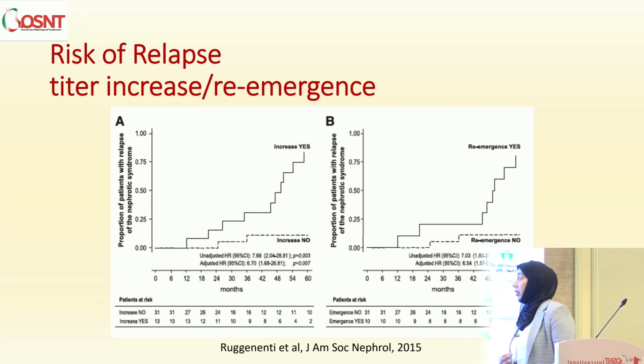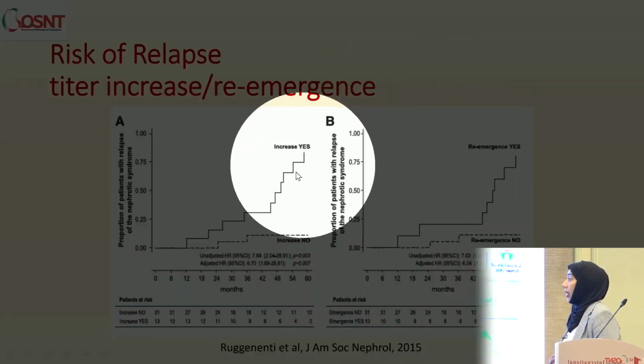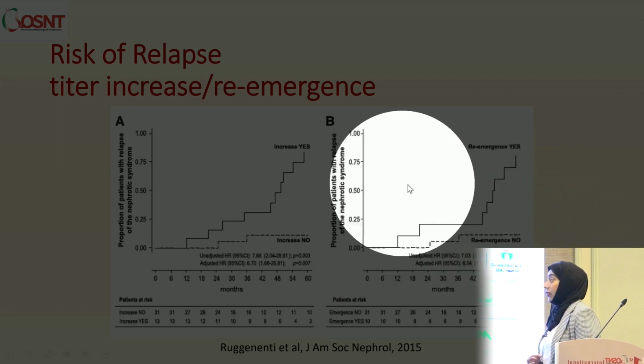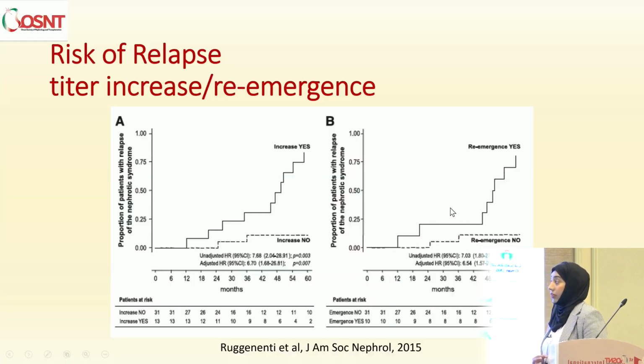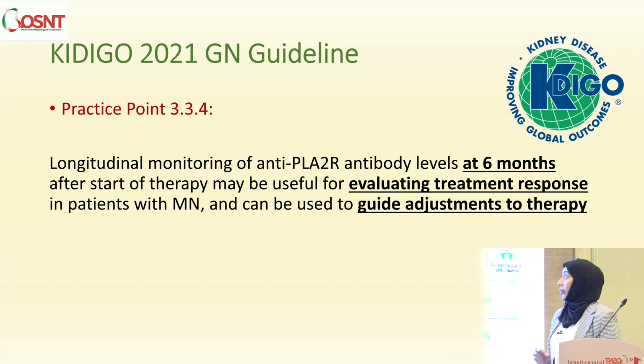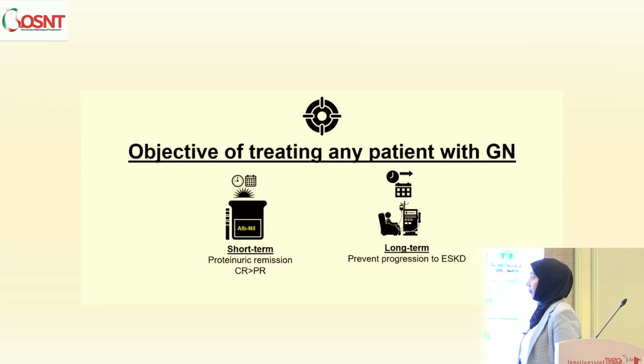In another cohort study, they also found that if you have an increase or re-emergence of anti-phospholipase antibodies, then you have a relapse of the disease. It is correlated with the re-rise or re-emergence of the titer with follow-up. And with that, the KDIGO guideline added another practical point: that you monitor the anti-PLA2R antibodies at 6 months to evaluate treatment response and to guide the future of therapy.